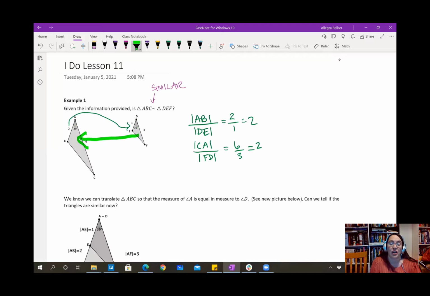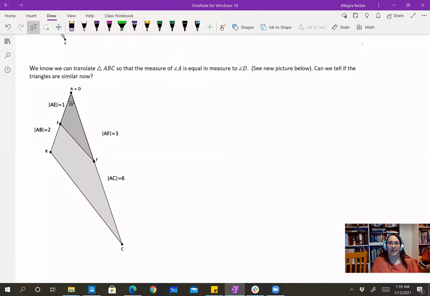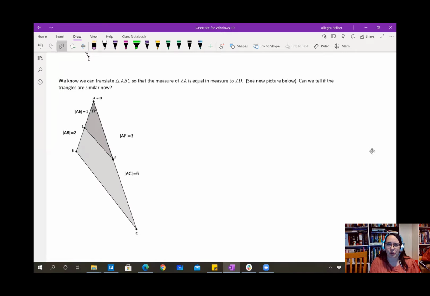I'm going to translate the small triangle onto the larger triangle in such a way that I align that common angle measure of 39 degrees. It looks like I can do that just using a vector from D to A, and it's going to look something like this. I'm much more convinced now that these two triangles are similar. I see two lines, and I am pretty sure that they are parallel. Lines EF and BC. Why do you think I say that?